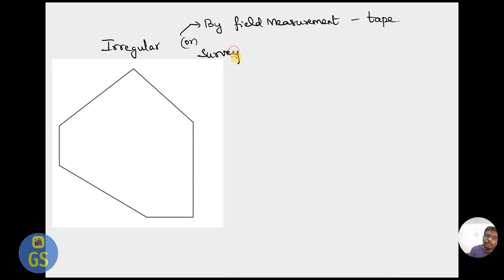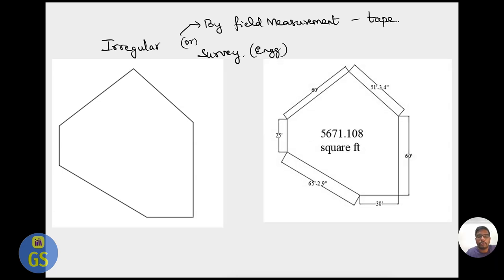We can go for field measurement by tape, or we can do an engineering survey. We can put our instrument point and we can see all the coordinates, what the coordinates are, and then we can calculate the area by the surveying method also. Through the engineering surveying method we can come to know the total area of this particular field. So you come to know the dimensions.